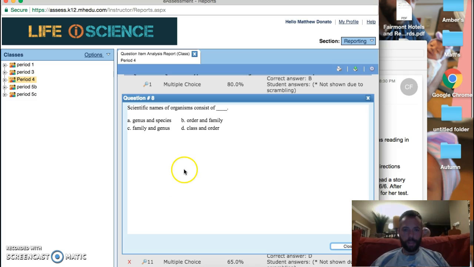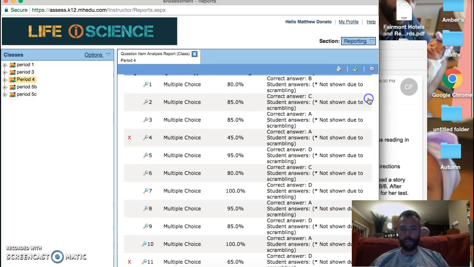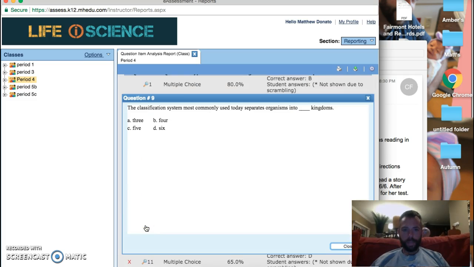Scientific names of organisms consist of the genus and species. Genus and species. So that's the fourth scientific name question on this quiz. Number 9. The classification system most commonly used today to separate organisms into kingdoms. How many kingdoms are there? There are 6 kingdoms.